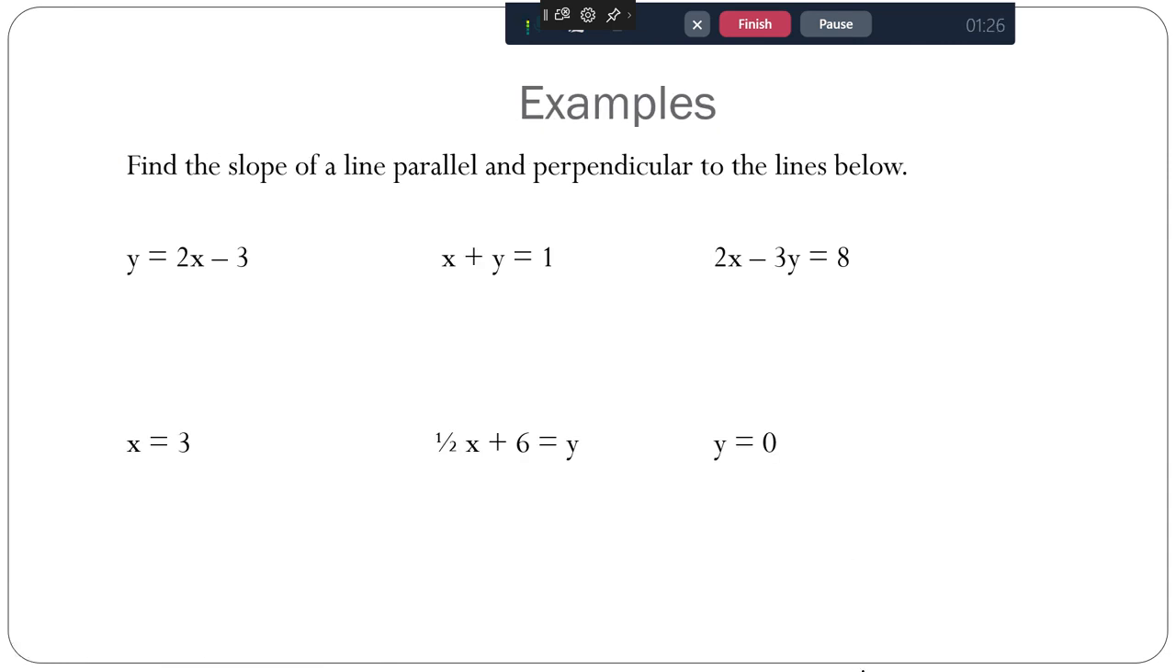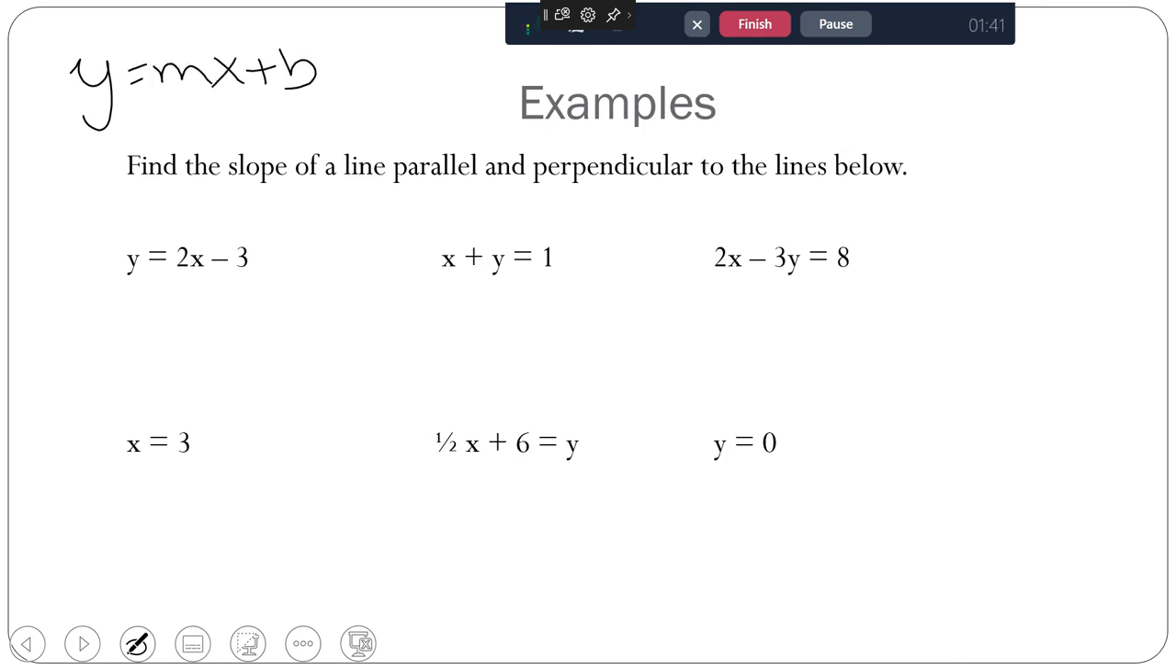Okay, so we are going to find the parallel and perpendicular of the lines below. We need to identify the slope. So it needs to be written in slope-intercept form, which is y equals mx plus b.